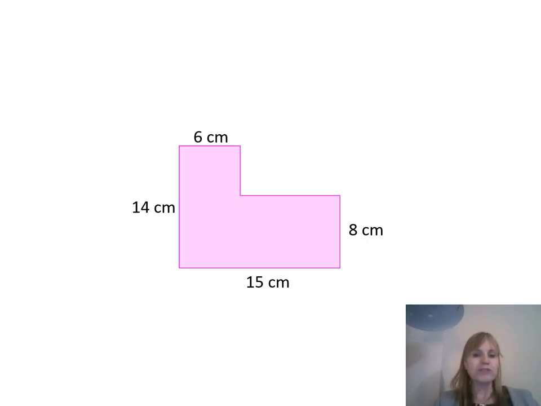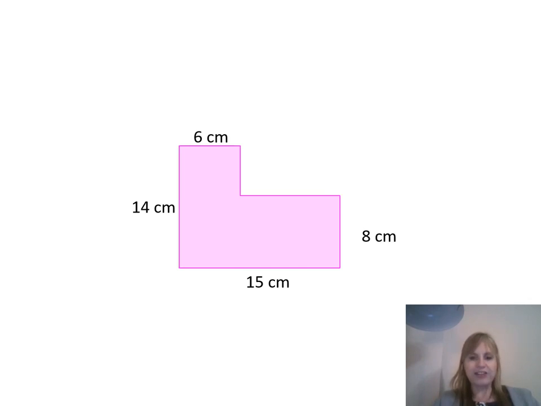Another way I could do it was to split the shape downwards, and I can see that my first rectangle would be 14 times 6, that's quite easy to see. And for B again, I would have to find that missing length. So in this case, I need to do 15 take away 6, which is 9. And so I would then do 9 times 8, which is 72, and add those answers together.